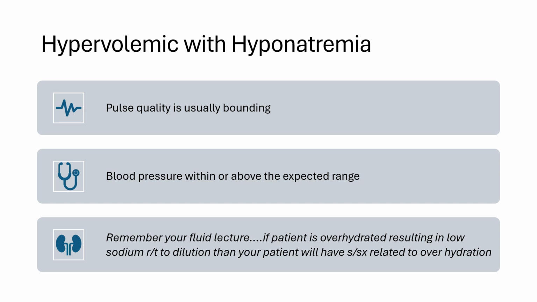Now, like I said, this is hypervolemia with hyponatremia. So since this is hypervolemia, I'm thinking fluid overload. So my pulse is usually going to be pounding. My blood pressure may be within or above expected ranges. So that's a very different picture than the one we had with my patient who was hypovolemic.